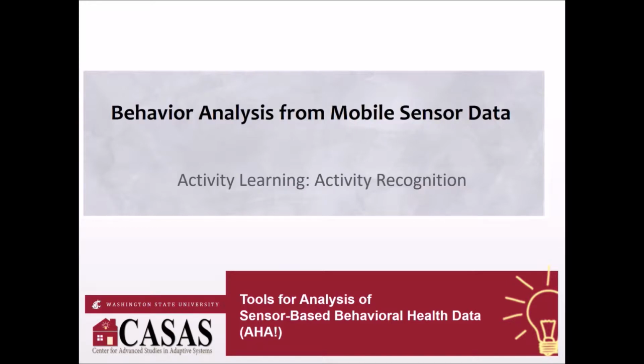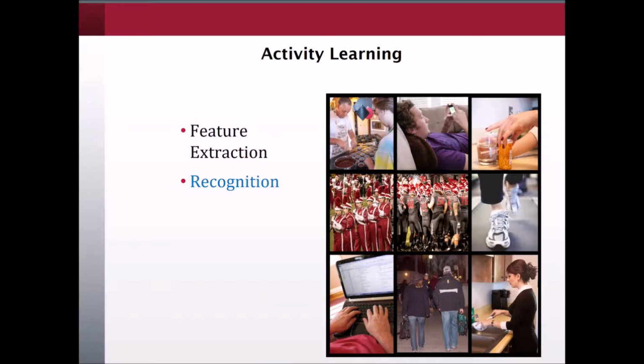Welcome back to the class on behavior analysis from mobile sensor data. In this course segment, we will talk about activity learning, specifically on the task of activity recognition. Recall that in this discussion of activity learning, we first talked about how to extract a feature vector from the sensor data that was collected using a mobile device such as a phone or a watch or other wearable. And in this segment, we will talk about how to automatically recognize the activity that is being performed given the values found in that feature vector.